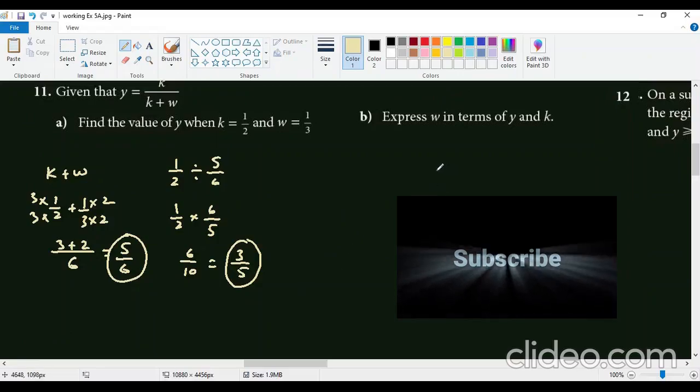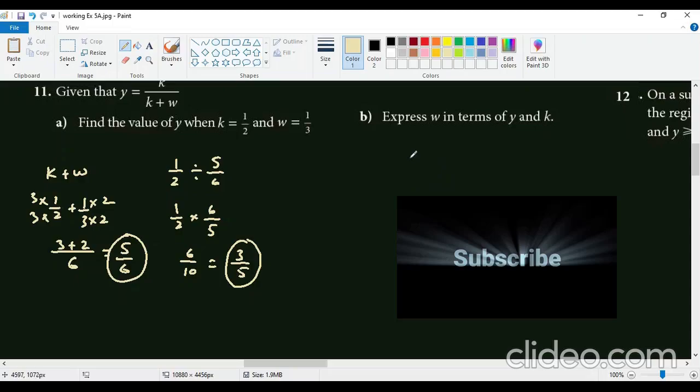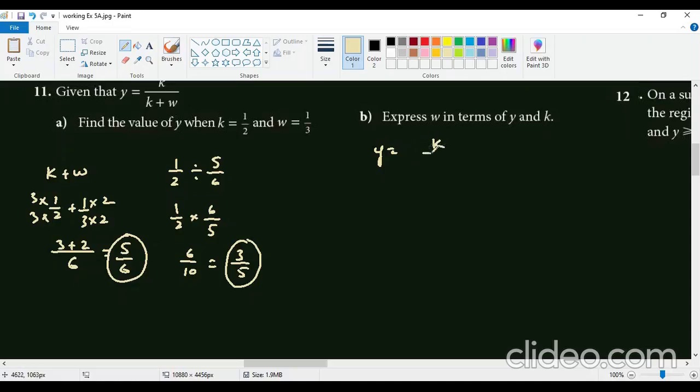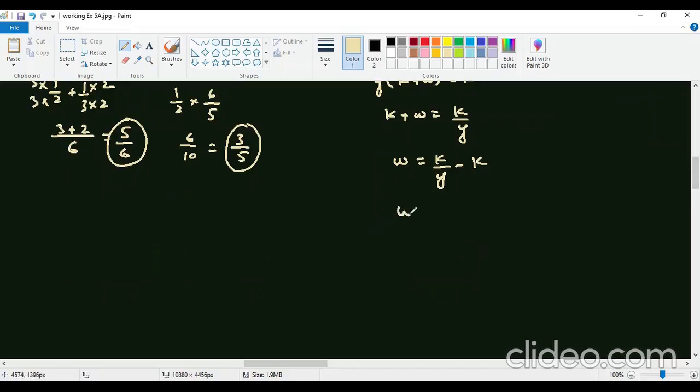Now, when it comes to expressing w in terms of y and k, we know very well that y equals k over k plus w, and we need w. That means y times (k plus w) equals k, and we need to find w. So that means k plus w equals k over y, we keep y as it is over here, and we take k to the other side and it becomes minus k.